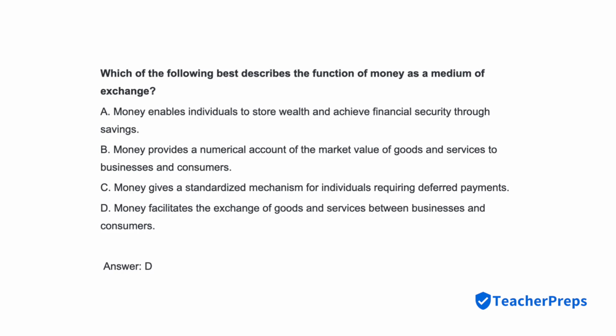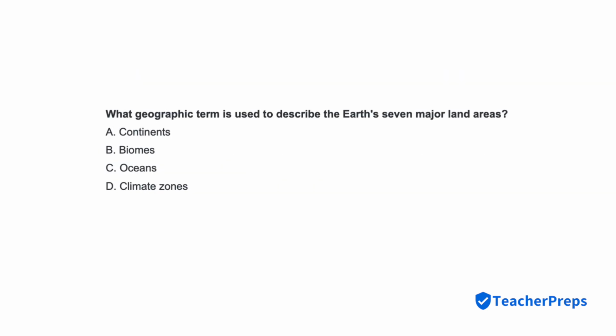Correct response, letter D. Money facilitates the exchange of goods and services between businesses and consumers. What geographic term is used to describe the Earth's 7 major land areas? Correct response, letter A. Continents.